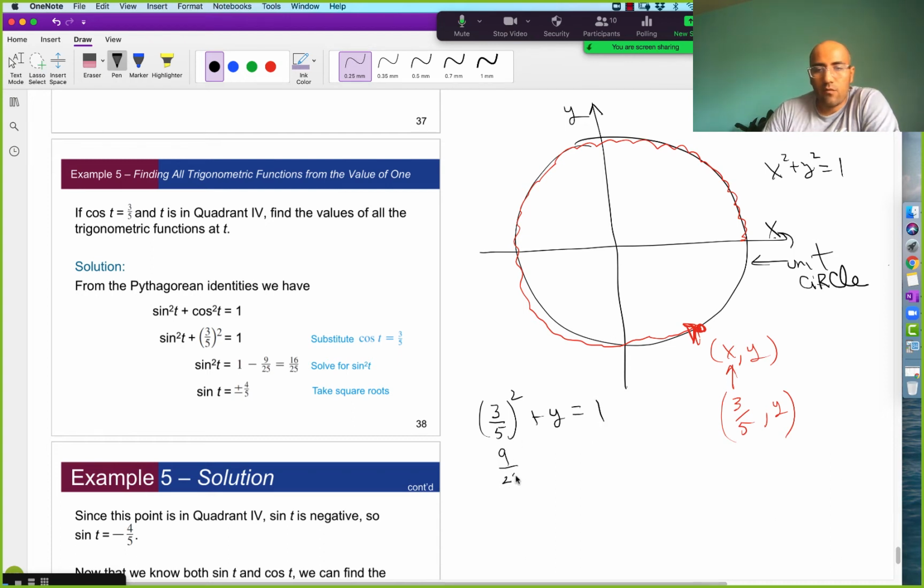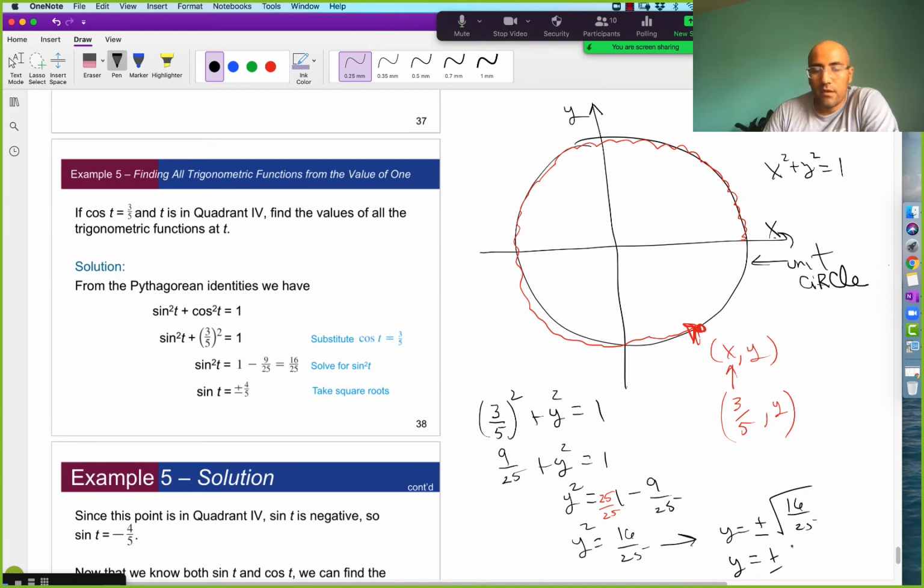Then this must be 9/25 plus y squared equals 1. So y squared equals 1 minus 9/25, which is 25/25 with a common denominator, minus 9/25, which gives you 16/25. So y equals plus or minus the square root of 16/25, or y equals plus or minus 4/5.